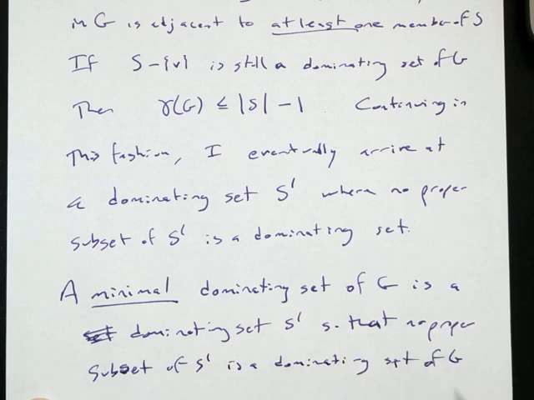When we got gamma of G, we found a minimum dominating set, a set of the smallest cardinality. A minimal dominating set is one that you can't make any smaller without losing the property of being a dominating set. We did minimal vertex covers and minimum vertex covers, right? We did minimal edge covers and minimum edge covers. Same exact idea. And it's possible to have a minimal dominating set that is not minimum.